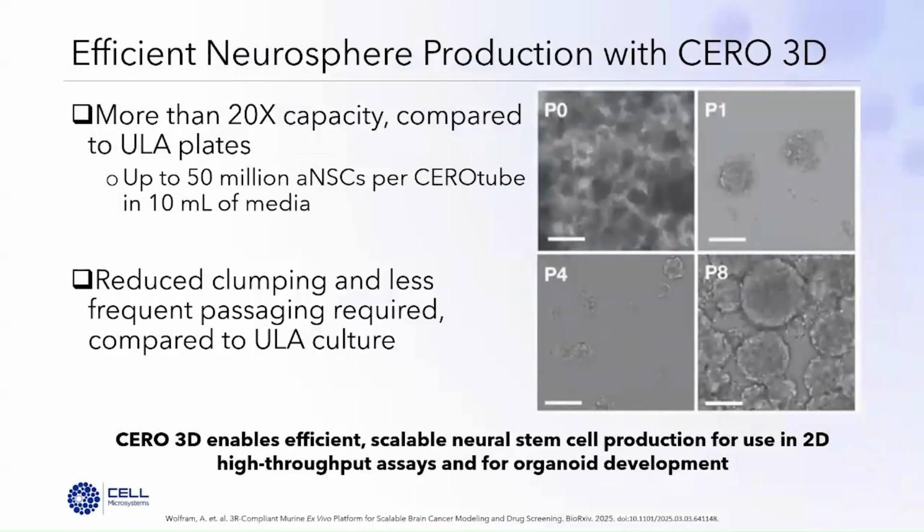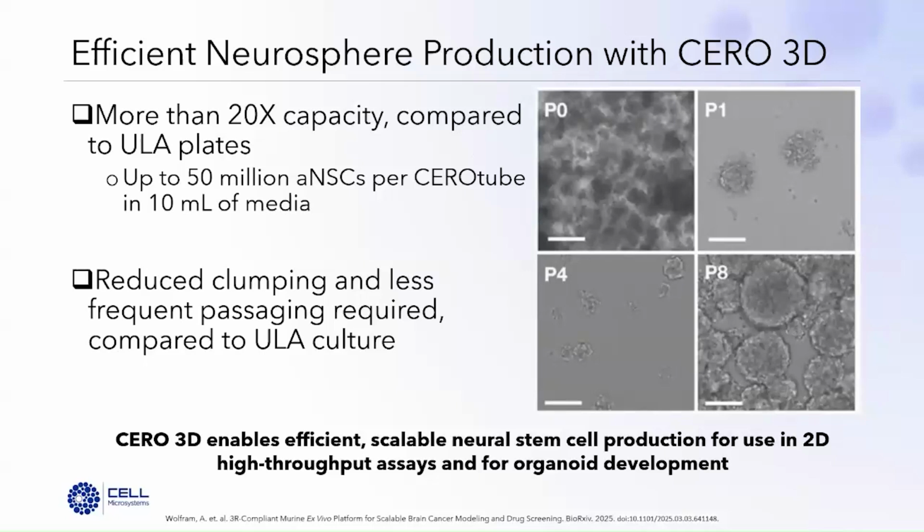For neurosphere production, they compared the Zero 3D method with their traditional ultra-low attachment plate culture method. They found that they could culture up to 50 million adult neural stem cells in one Zero tube using just a very small amount of media. And this was more than 20 times the capacity of what they could do in their ultra-low attachment plates.